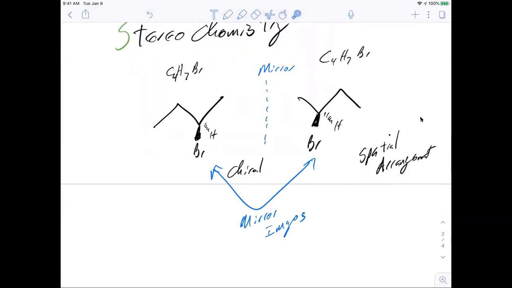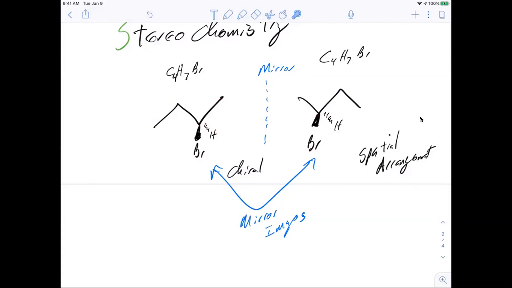If we took and looked, this bromine is coming out at me, that bromine's coming out at me, this hydrogen going back, that hydrogen's going back, I have a carbon up here, carbon, carbon, and just like if I held up my hand to a mirror, I would see my other hand. That's what we're talking about, mirror images.